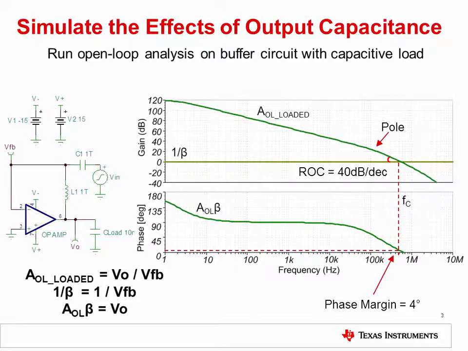Now that we know how to generate the open loop curves of an op-amp circuit, we can simulate the effects of a capacitive load to determine the issue. As the results show, the 10 nanofarad capacitive load results in a pole in the AOL curve which degrades the loop gain phase to only 4 degrees at FC. Let's examine why this happens.